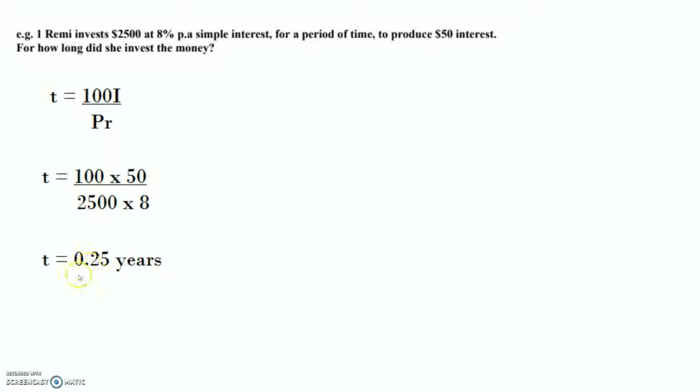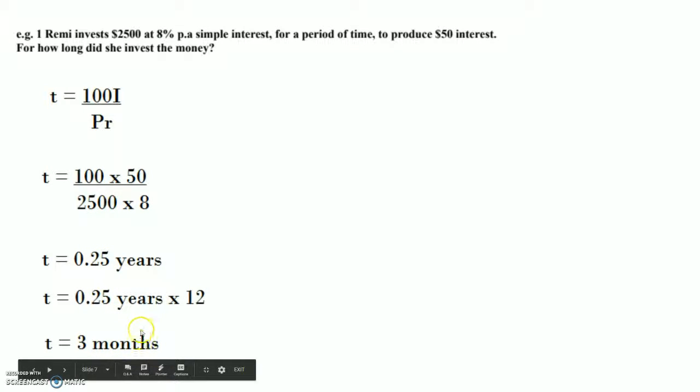Example 1, let's keep going. Romy invests $2,500 at 8% per annum simple interest for a period of time to produce $50 interest. For how long did she invest the money? So we're trying to find T in this example. So we know that T is equal to 100I over PR. So 100 times 50 over 2,500 times 8. Doing your calculation, you'll get 0.25 years. I want to be a bit more specific. I can just times that by 12, and that'll give me 3 months.